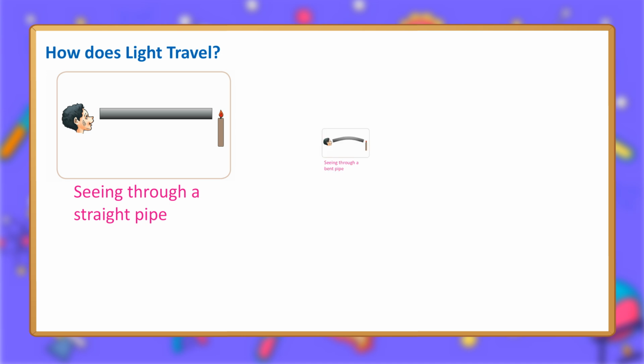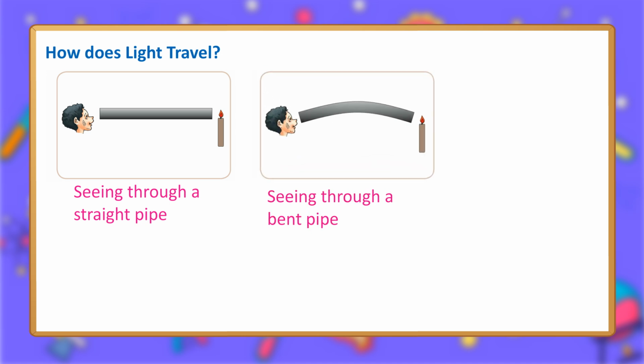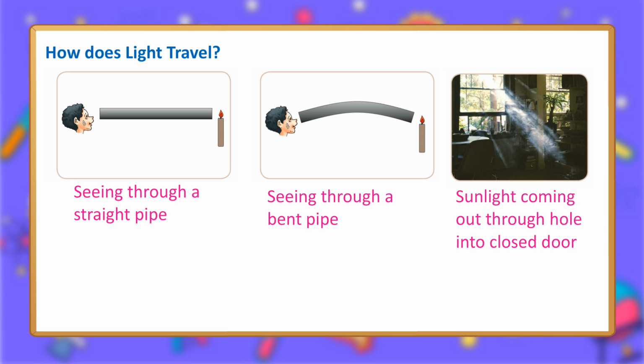Seeing through a straight pipe. Seeing through a bent pipe. Sunlight coming out through a hole into a closed door.